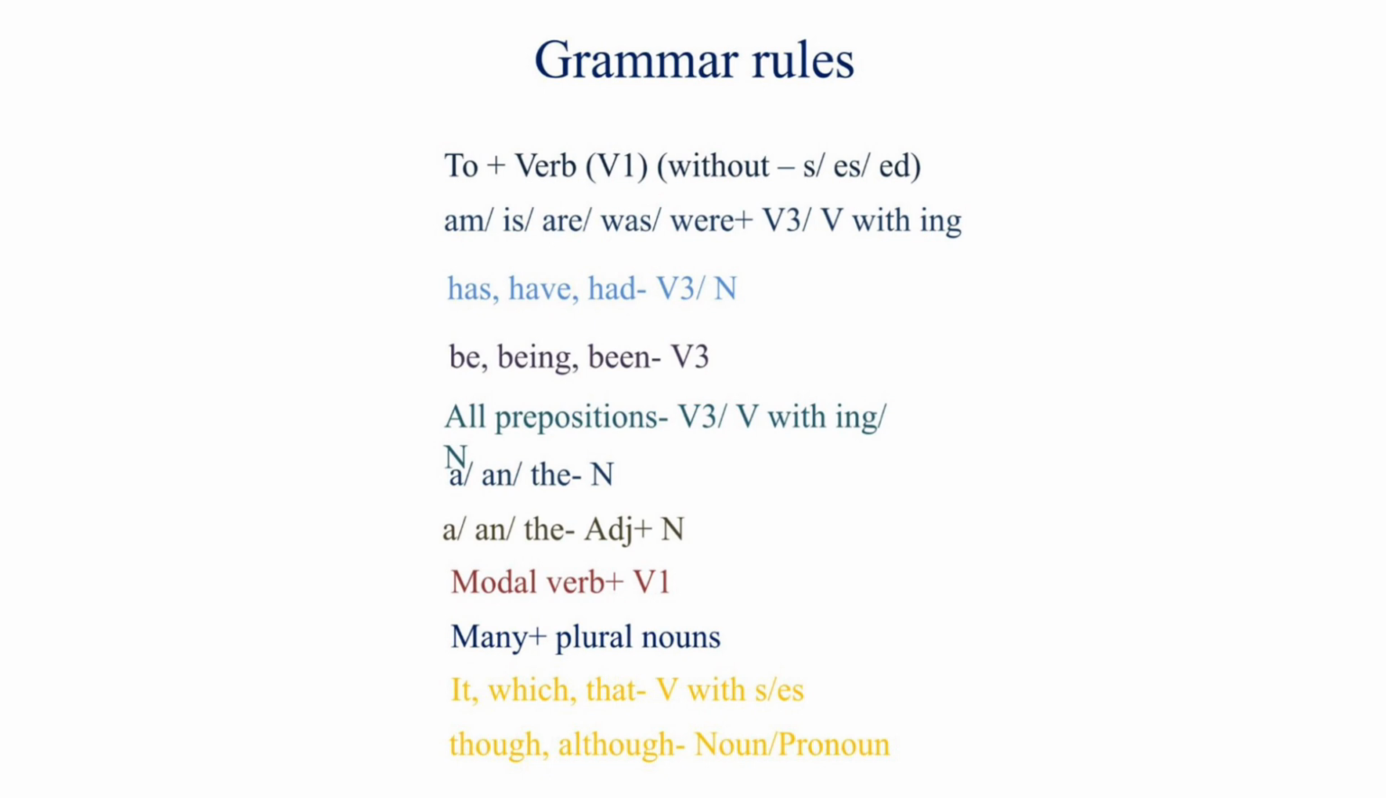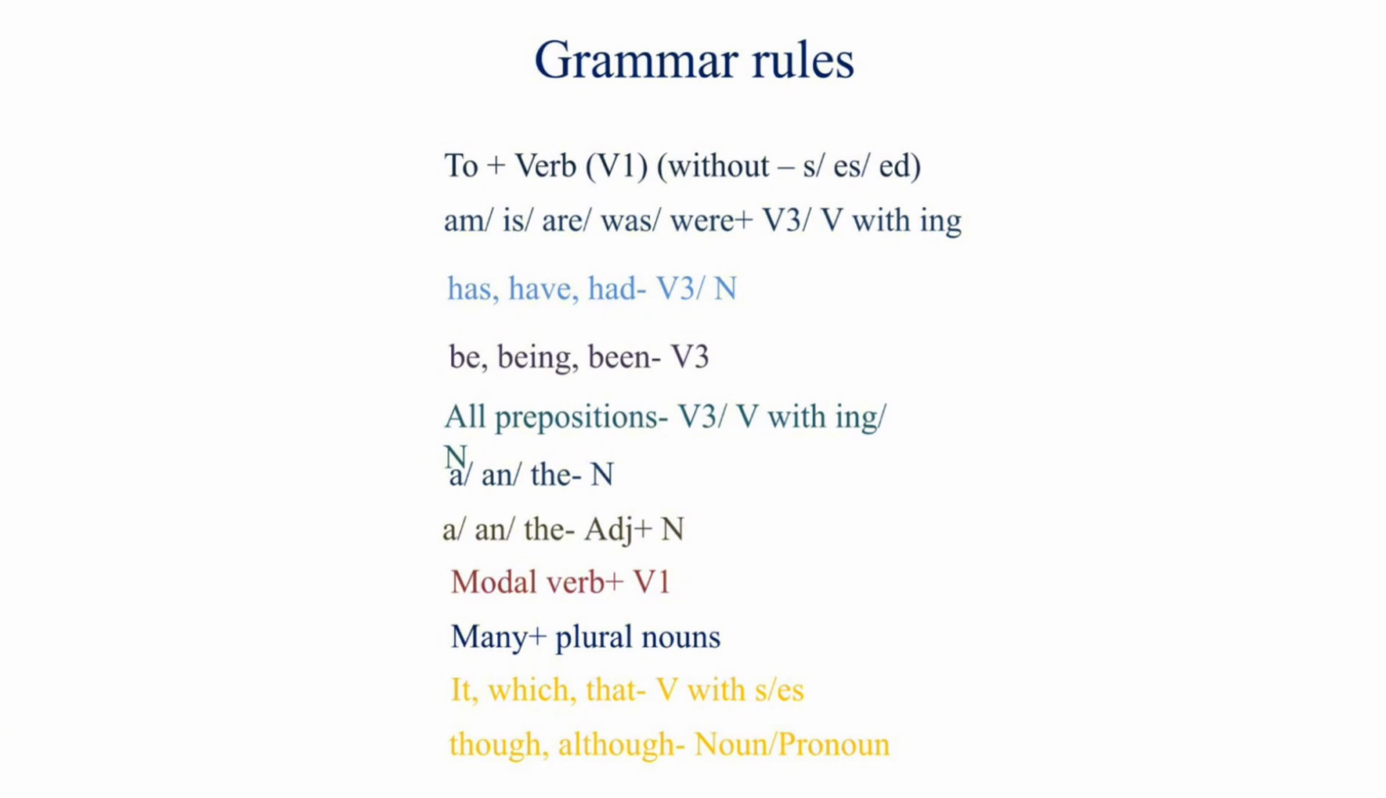The second rule is am, is, are, or was and were. After these, there would be a verb in its ed form, that is the V3 third form of the verb, or the verb will end in ing. Now this is called active and passive. In the active voice it would be verb with ing, and in the passive voice it would be verb with ed. We will look at that later, but this is just a general rule that after am, is, are, was, were, there would be a verb with ed, that is the verb in its third form V3, or a verb with ing. We'll be looking at each and everything in detail.